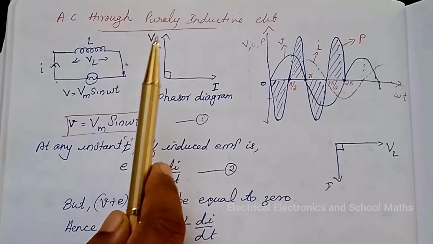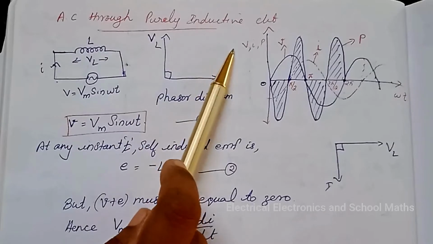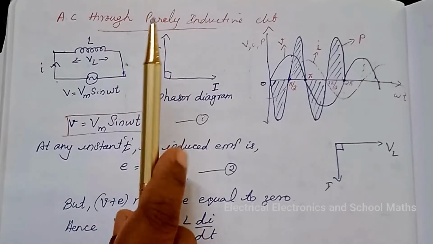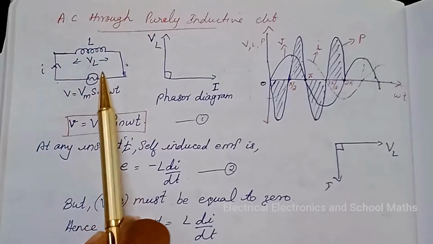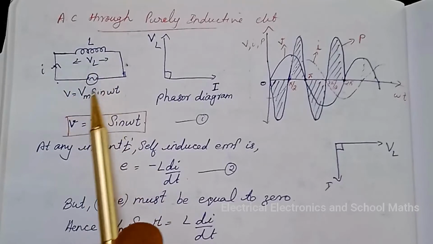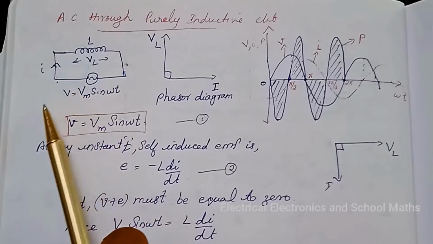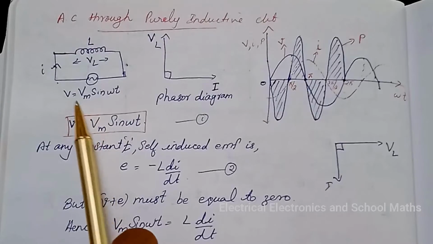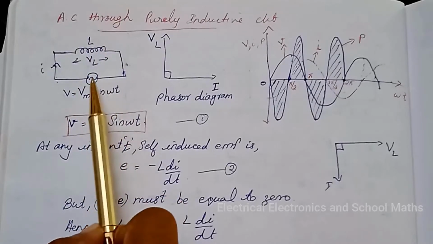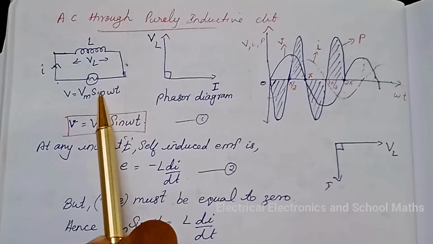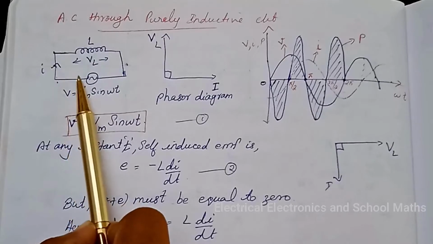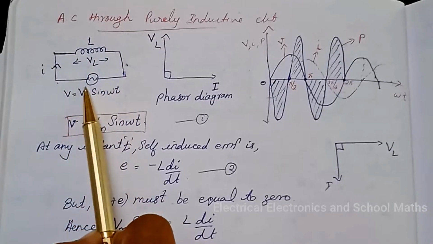Today's class is about AC through purely inductive circuit and AC through purely capacitive circuit. Consider an AC circuit consisting of a pure inductance only as shown in the figure. Let the applied alternating voltage be V equal to Vm sin omega t, and this alternating voltage will cause an alternating current I to flow through the circuit.